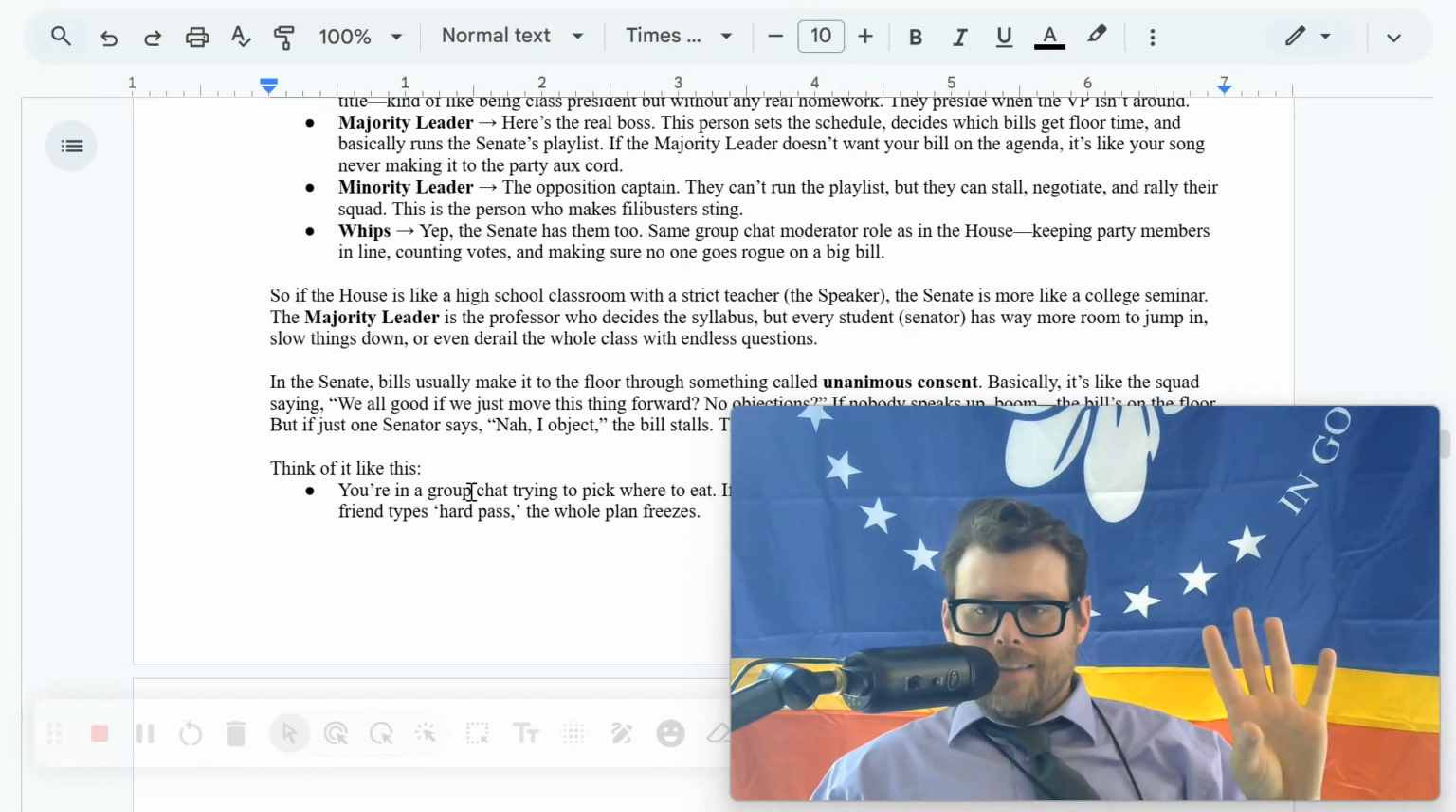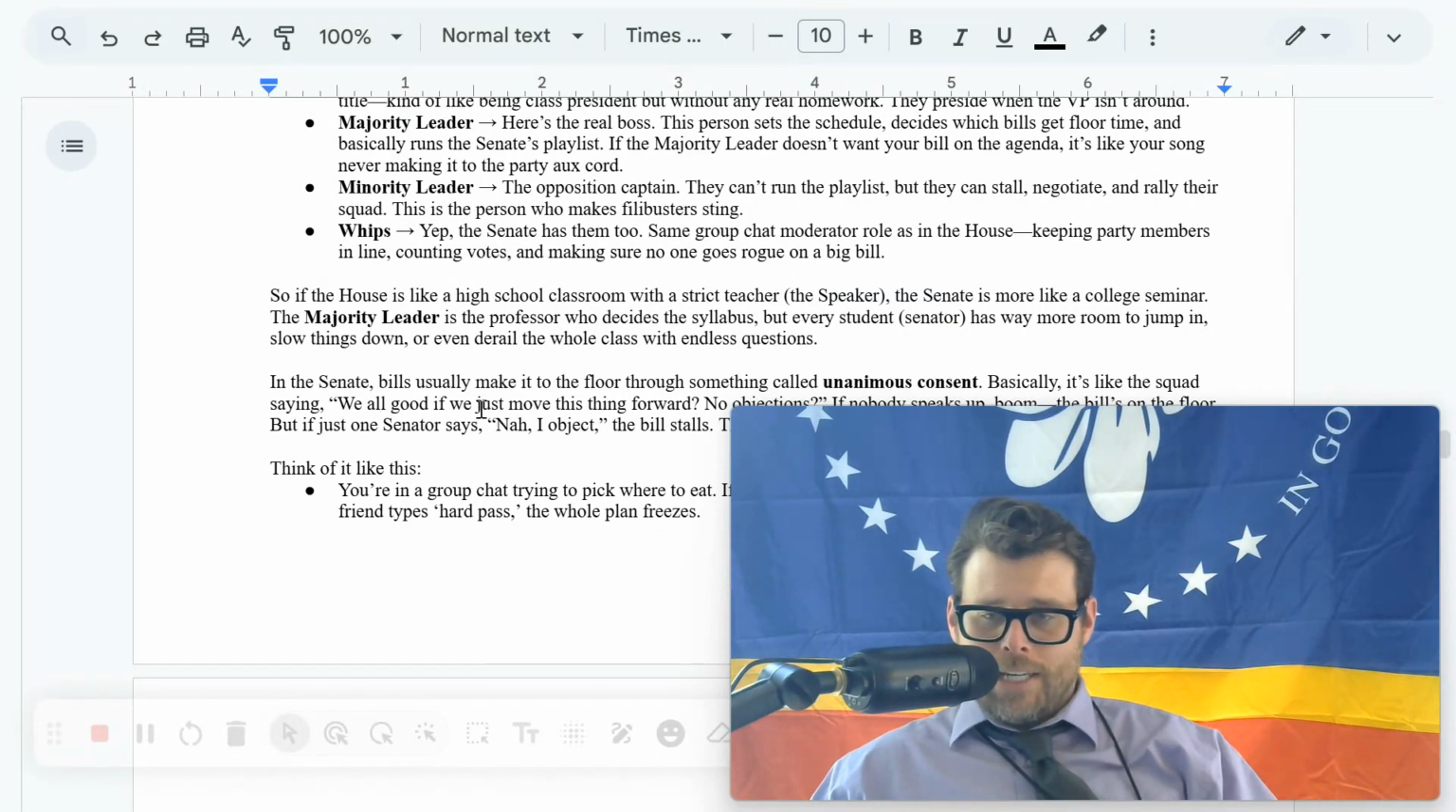All right, and then we got the minority leader here, right? So this is the opposition party, and at the moment it is the Democratic Party. And they are able to select a minority leader, the opposition captain. They can't run the playlist, but they can stall and negotiate and rally their squad to make it difficult for the Republicans at this time, the majority, to get things done. This is the person who makes filibustering sting, right?